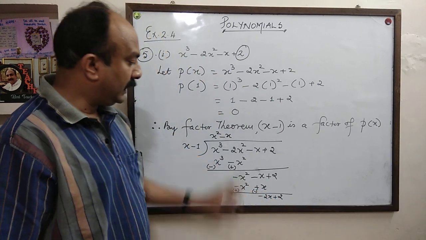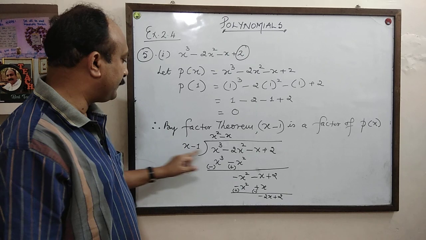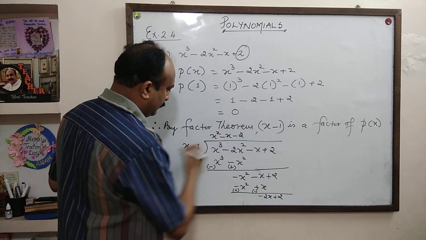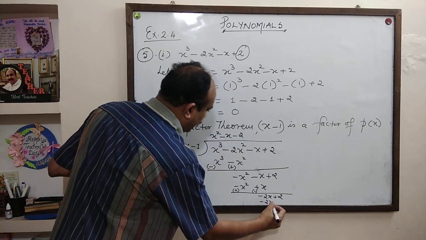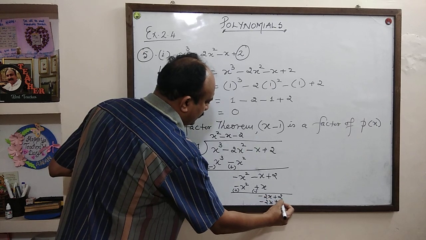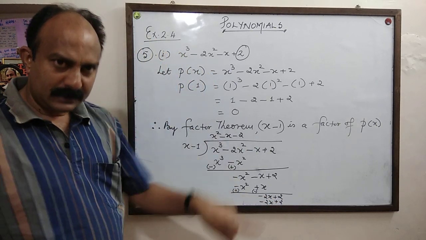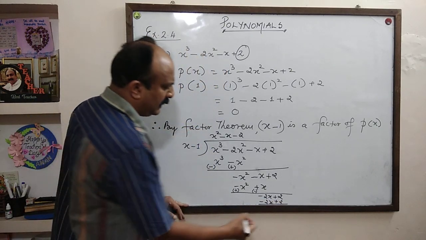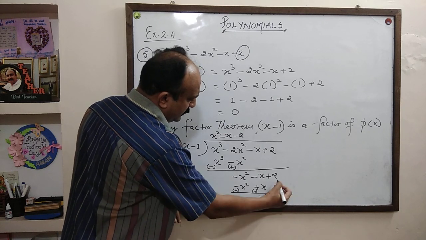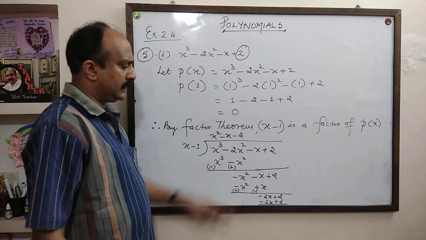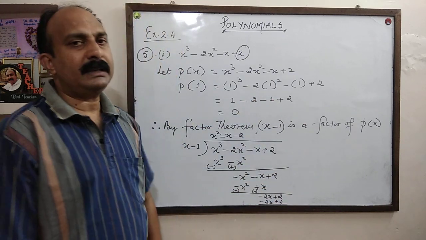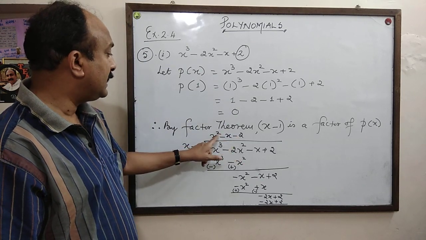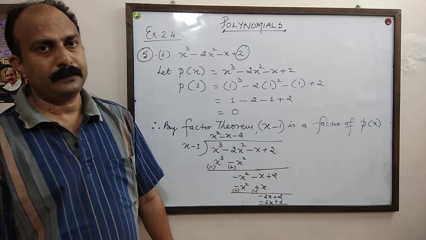Minus 2x plus 2. Again, first term divided by first term. Minus 2x divided by x is minus 2. Multiply: minus 2x, minus into minus plus 2. Now you see, subtract. While subtracting, sign will be changed. It will become plus, it will become minus. Both got cancelled, because the terms are same. Remainder is 0. So we got the quotient as x square minus x minus 2.